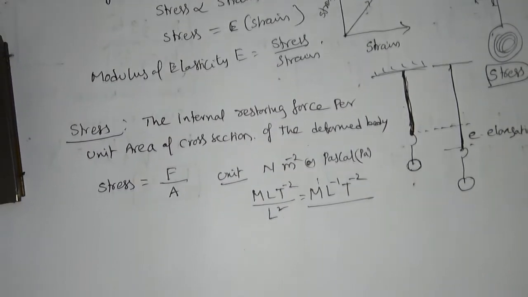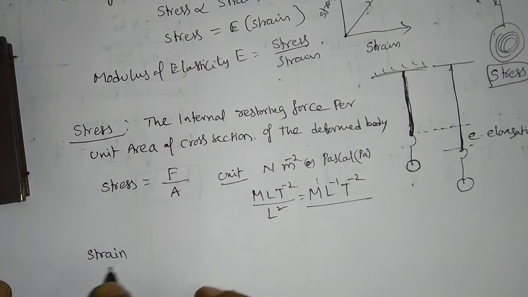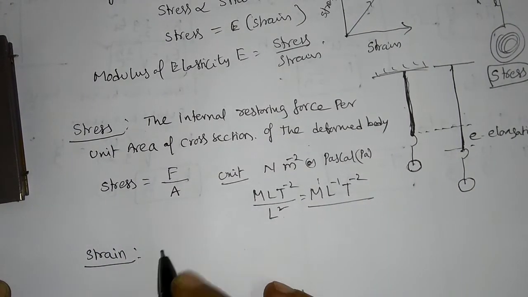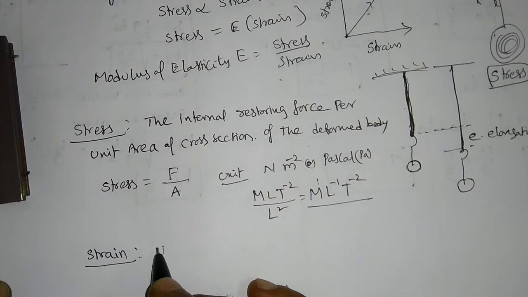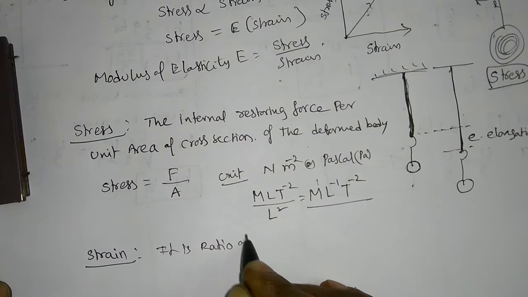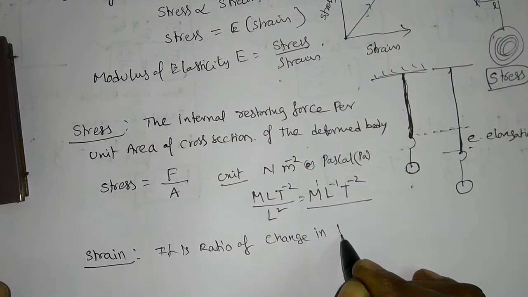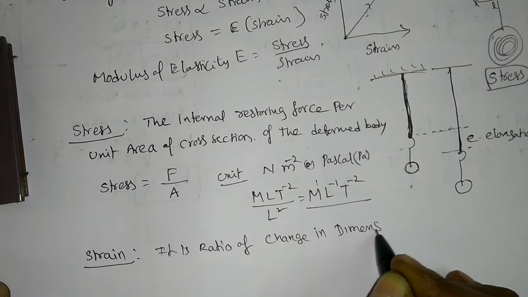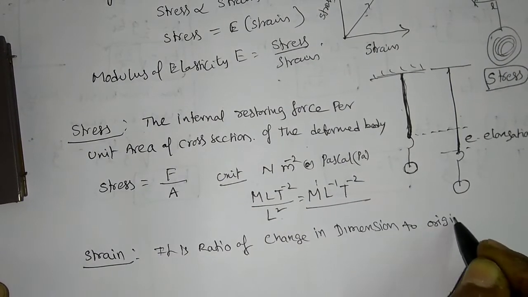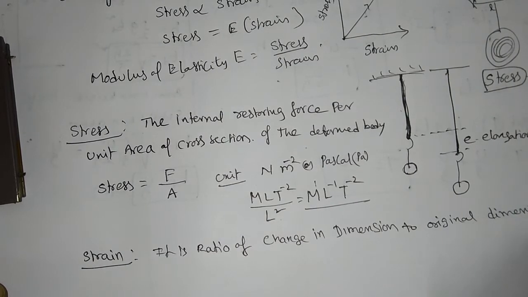Similarly, strain. What do you mean by strain? What is the simple definition? It is the ratio of change in a dimension to the original dimension. Change in dimension to original dimension.